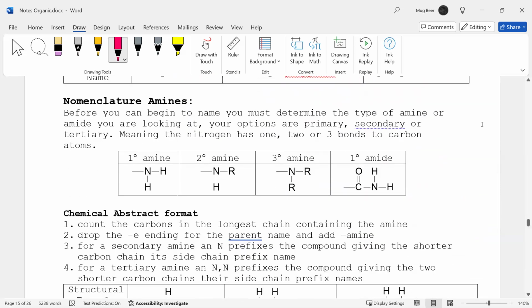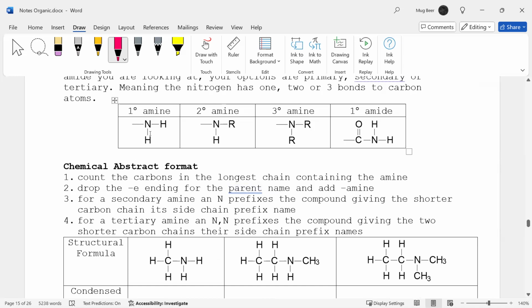All right, so amine nomenclature. There's a couple of ways to do it. There's an IUPAC version, and then there's something called the Chemical Abstracts form. So CA format comes from a journal of sorts that attempts to help name things, and so they've got a format of their own.